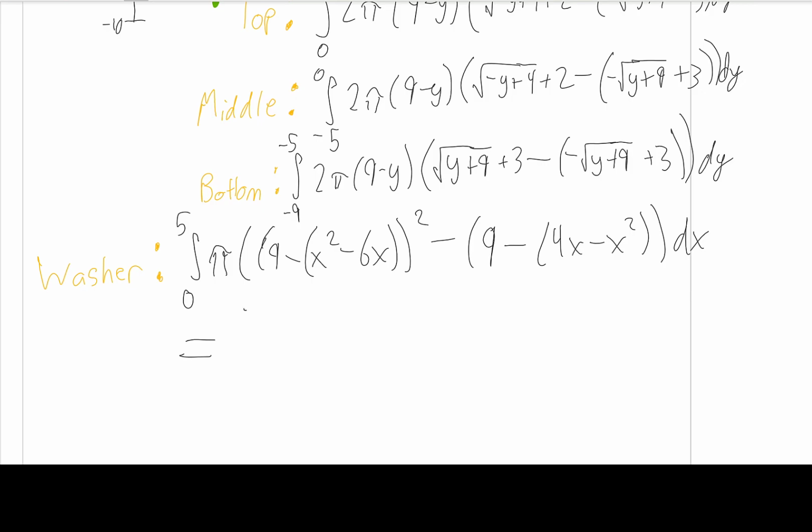What you will get is 2,875 pi over 3. Okay, that will conclude the end of the cylindrical shell method, and next time we will work on work.